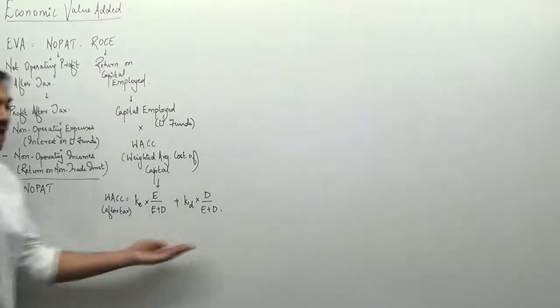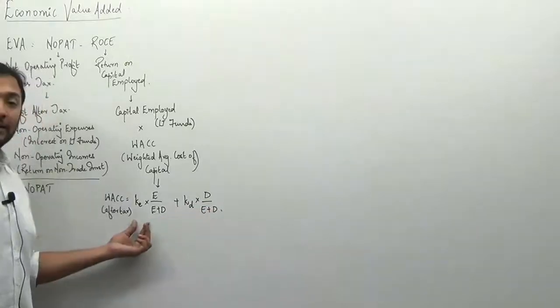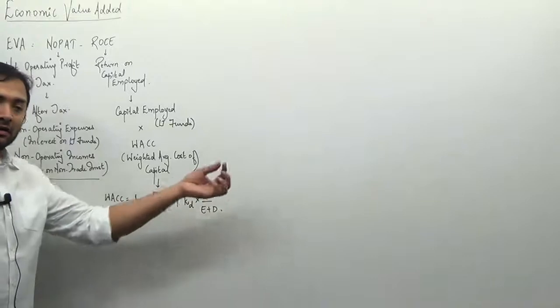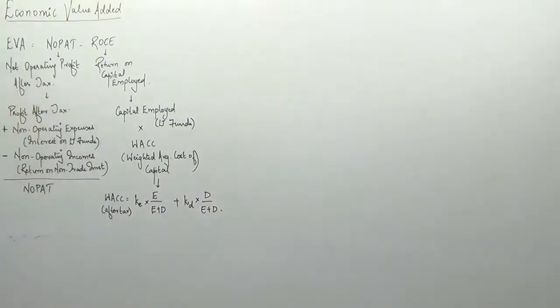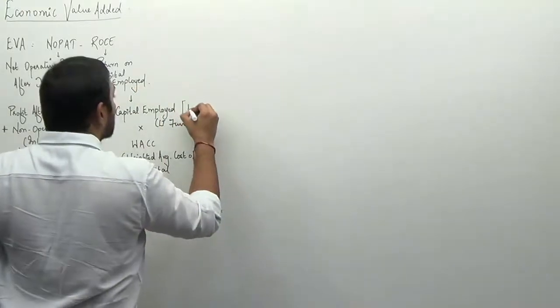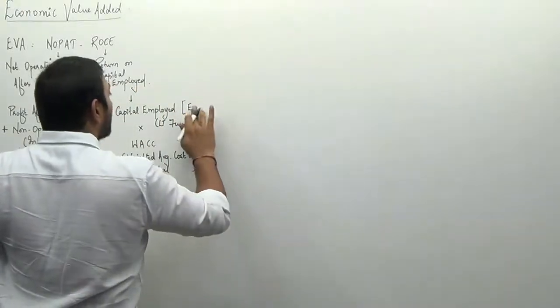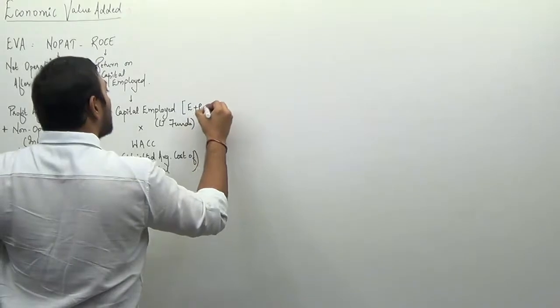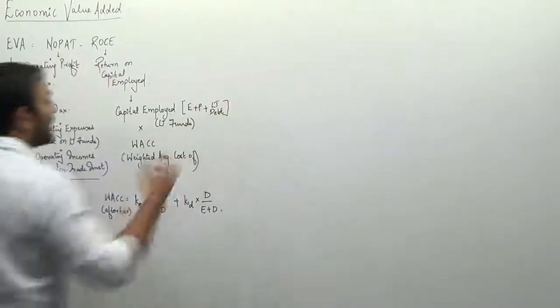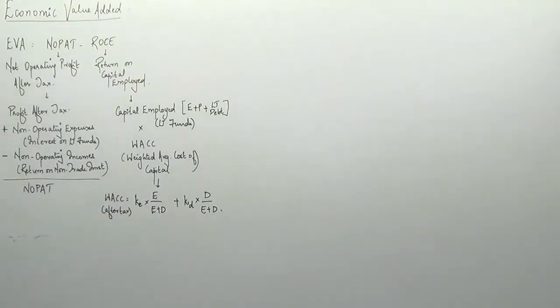If I have preference shares, I'll have one more addition here, because it will be cost of preference shares into P by E plus P plus D. Whatever preference shares are also supposed to be added. So whenever I talk about capital employed, it is equity shares plus preference shares plus long term debt. All three combined is called as capital employed. This is your EVA, guys. Stick down.